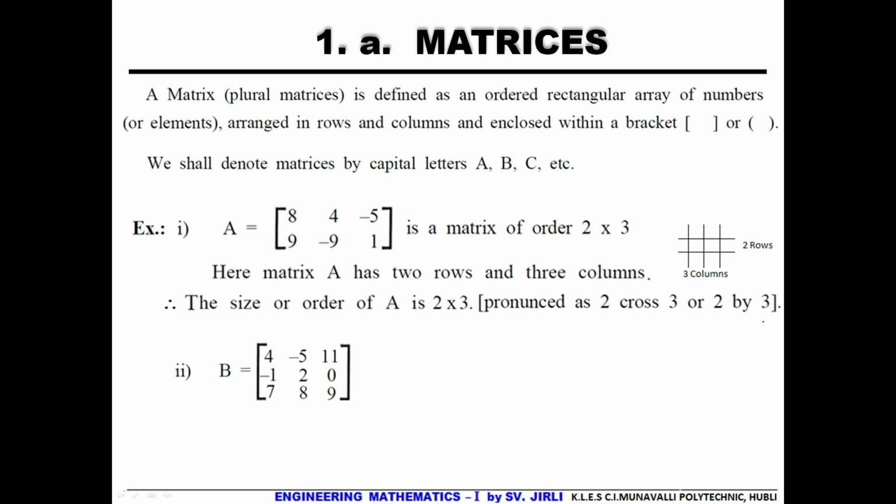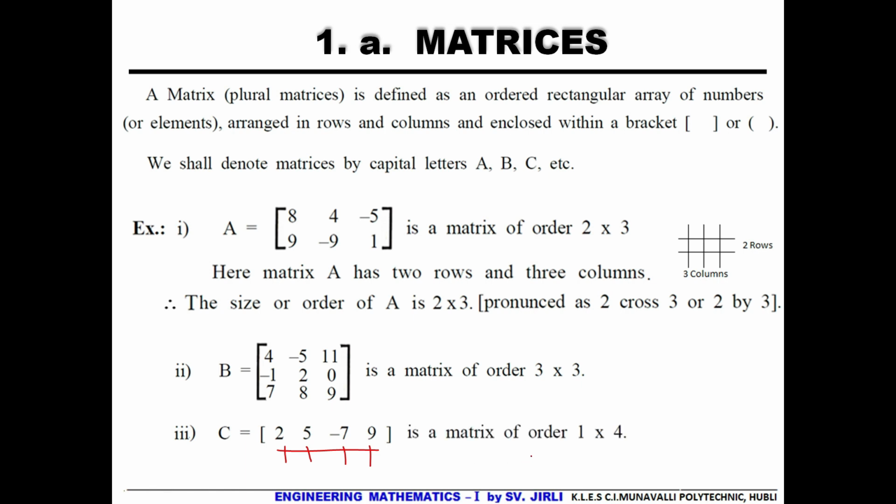One more example, let us see. Matrix B equal to, this matrix contains 3 rows, 3 columns. So it is a matrix of order 3 cross 3. One more example, matrix C equal to, here we see 1 row, 4 columns. We say it is a matrix of order 1 cross 4. I assume you are copying all these things. You can pause and play whenever you want. Let us move to the next.